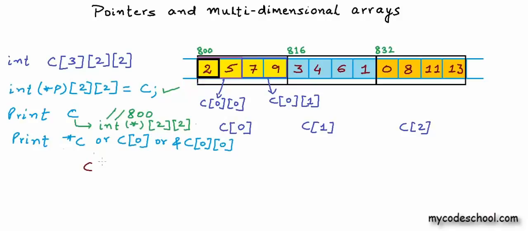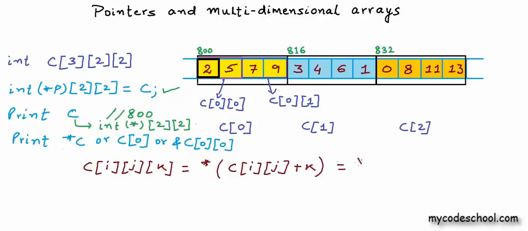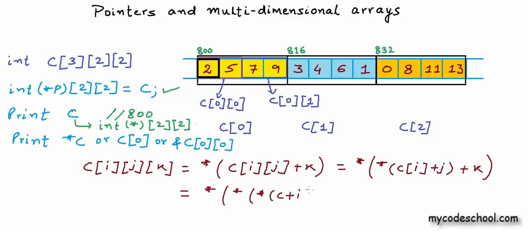Okay, for C, Cijk, where i, j and k are some indices, can be written as asterisk of Cij plus k. And now once again we can write Cij as asterisk of Ci plus j, and the overall expression will look something like this. And we can go ahead and write Ci as asterisk of C plus i. If you are able to understand how I have derived these expressions, if you are able to understand all the pointer arithmetic and dereferencing in these expressions, then you are good working with multidimensional arrays using pointers.